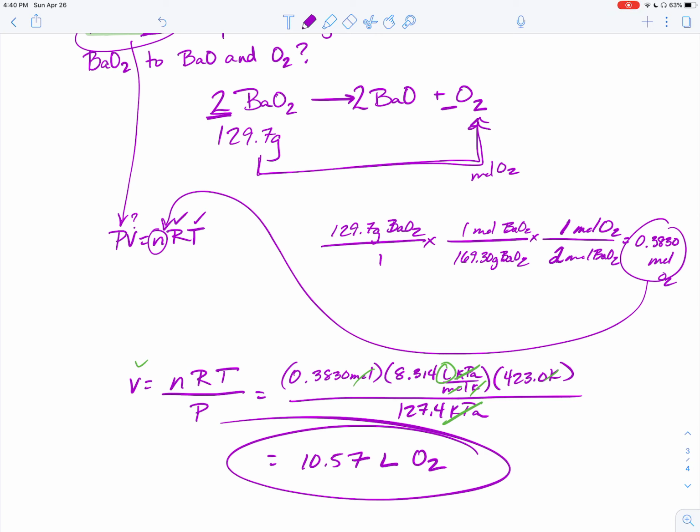Okay, so in this video we have looked at stoichiometry that has included gas pressures, and how we could also use volumes as a stoichiometric factor.